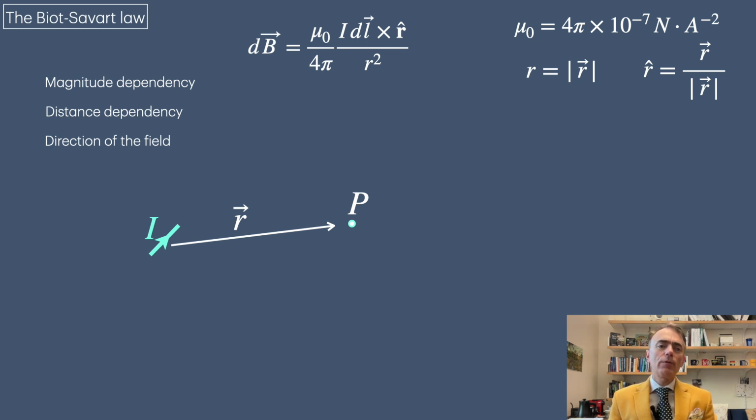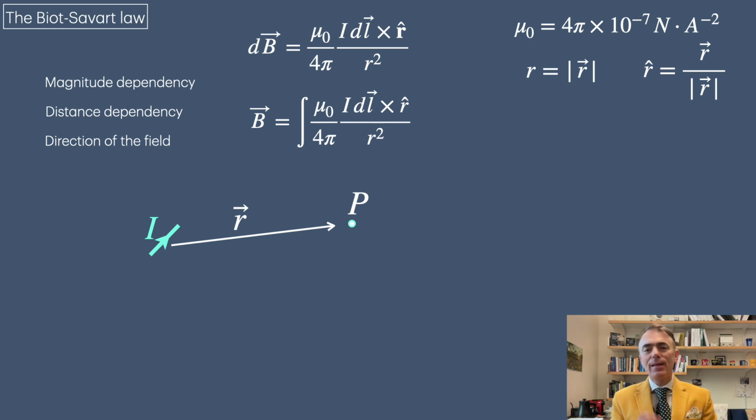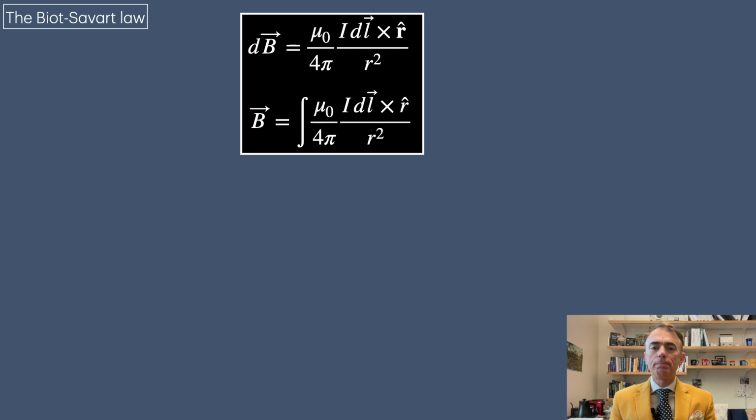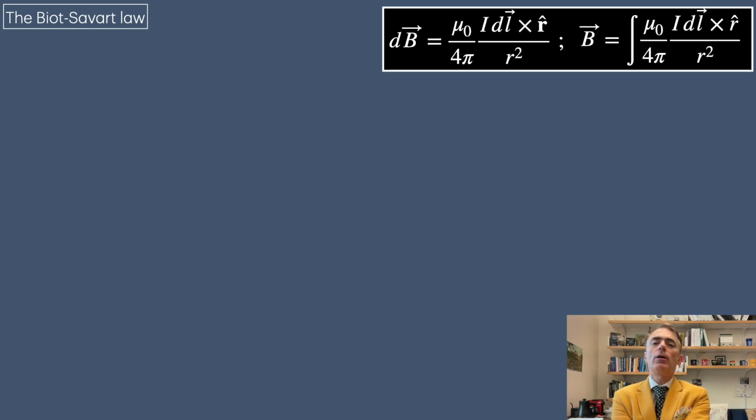To find the total magnetic field B at a point due to a continuous current distribution, we integrate the contribution from each infinitesimal element along the conductor. B is the integral of mu naught over 4 pi, then I dl cross r hat over r squared. This integral can be evaluated based on the specific geometry of the current-carrying conductor. Let's integrate the Biot-Savart law for a specific case.